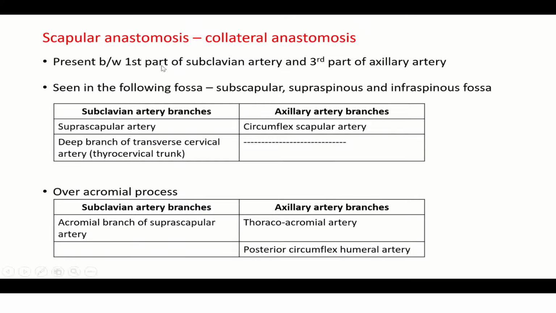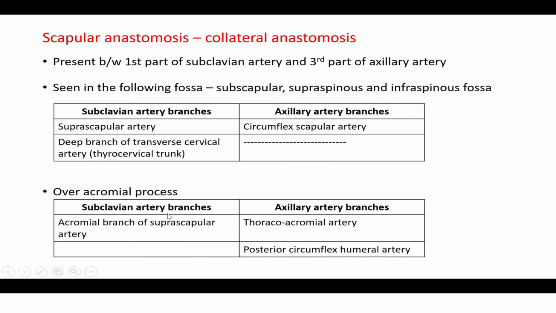So there are 2 locations. One is seen in the fossae, like the subscapular fossa, supraspinous fossa, and infraspinous fossa. The other is over the acromial process. In these fossae, the subclavian artery branches contributing here are the suprascapular artery and the deep branch of the transverse cervical artery from the thyrocervical trunk. And the axillary artery branch is the circumflex scapular artery.